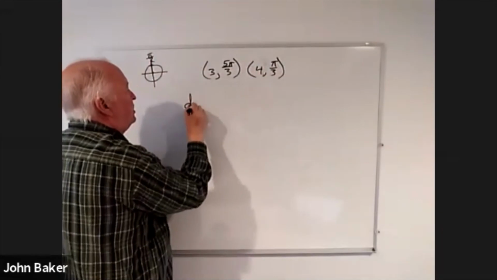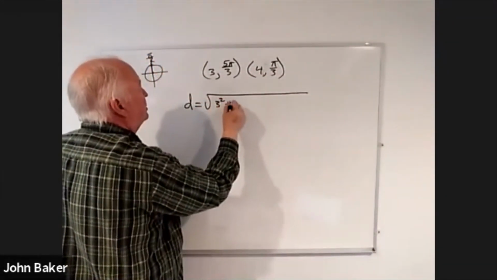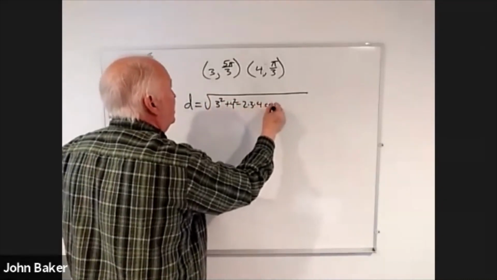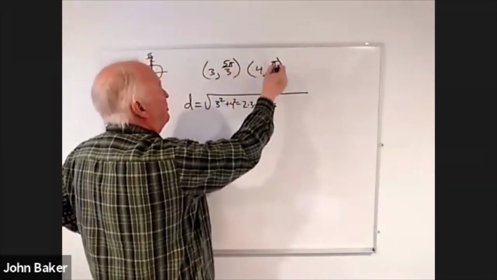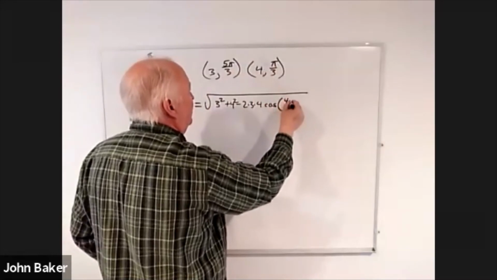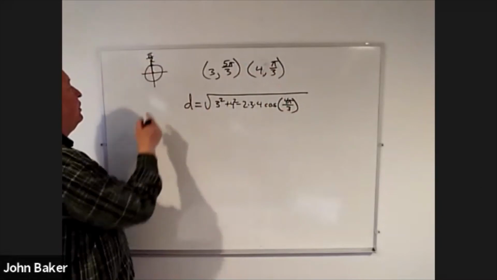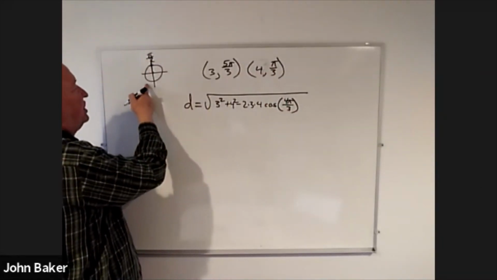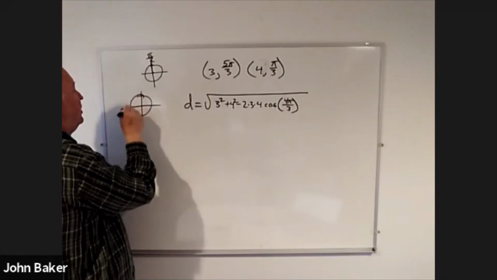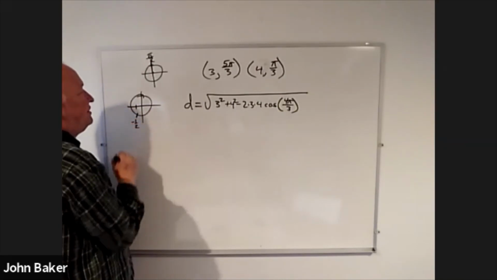The distance will be the square root of 3 squared plus 4 squared minus 2 times 3 times 4 times the cosine of 5 pi over 3 minus pi over 3, which is 4 pi over 3. Well, what's the cosine of 4 pi over 3? Well, that's here, and the cosine is -1/2.